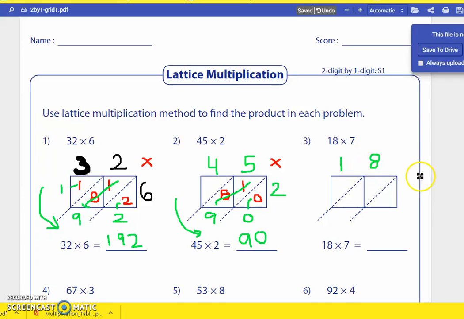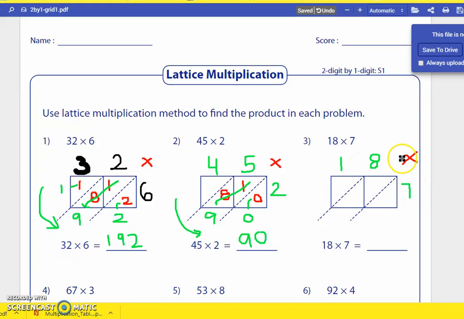Where does that 7 go? On the side. See these guys over here? They always go on the side. These guys here go on the top with a number over each box. We cut the boxes in half for the 1s and the 10s. Now we're ready to do what? Multiply. Okay? And we're not adding right now. We're multiplying.